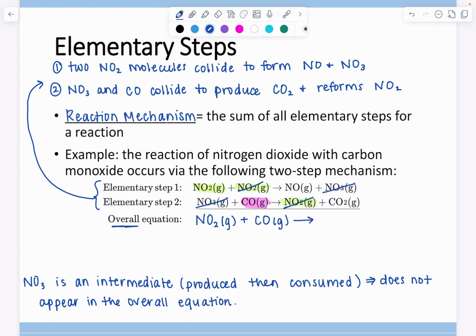So now we go to the product side. Looking at NO, that's the only location I see NO in these elementary steps, so that will remain. And then same thing with CO2. The last one here, that's the only location where we see CO2, so that remains in the overall reaction.